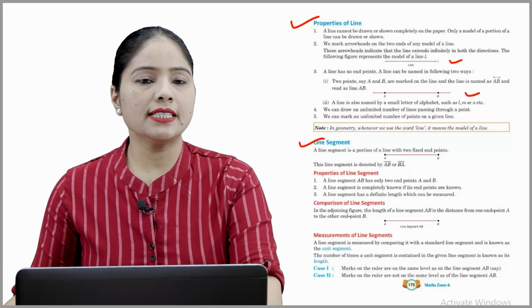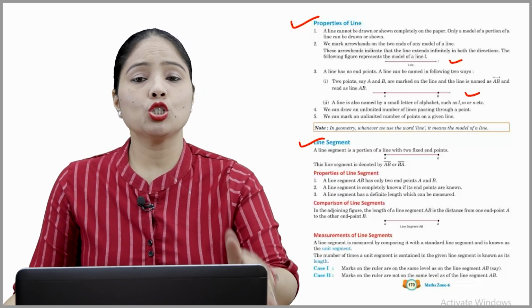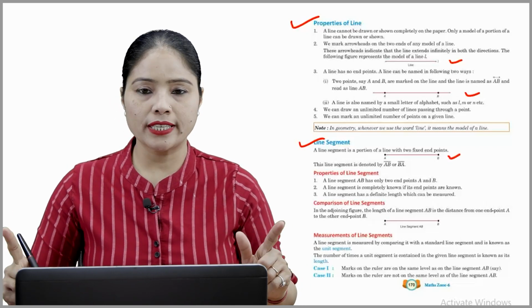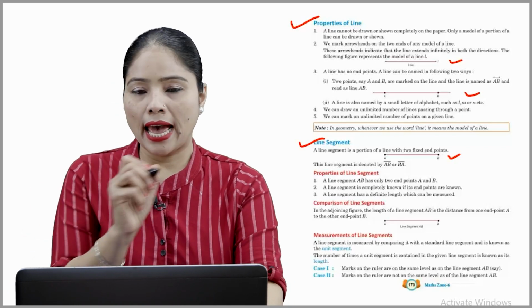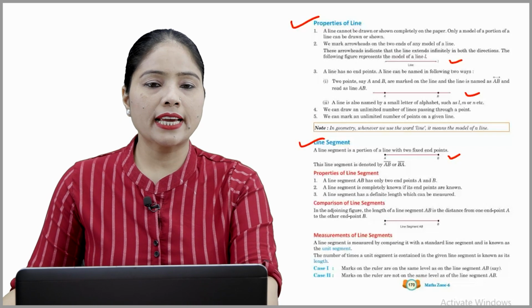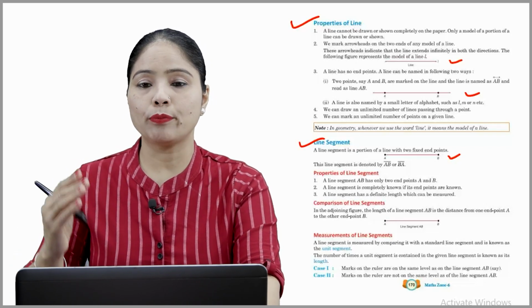Now move on, line segment. A line segment is a portion of a line with two fixed end points, like this. These are our fixed points. Okay. This line segment is denoted by AB with a bar sign, or BA. Now properties of a line segment. First, a line segment AB has only two endpoints A and B.